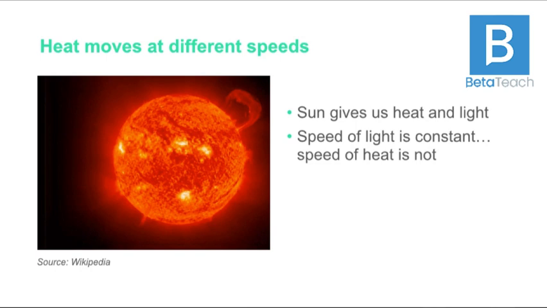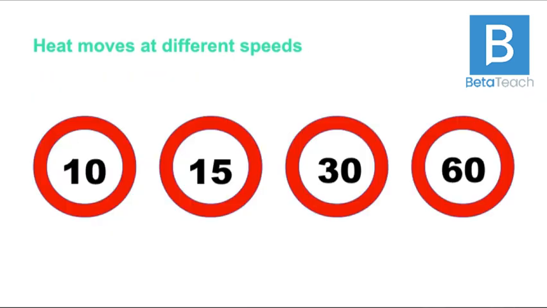The sun is where we get our heat and light, and we all know that there's something called the speed of light. That's a constant speed. I can never remember what it is, but it's a constant speed. Heat is different. It moves at different speeds. So whenever you think of heat, just flash these images up in your head just to get the idea that it moves at different speeds.